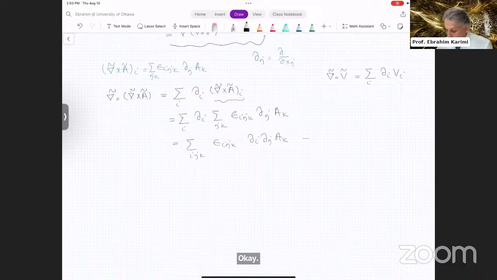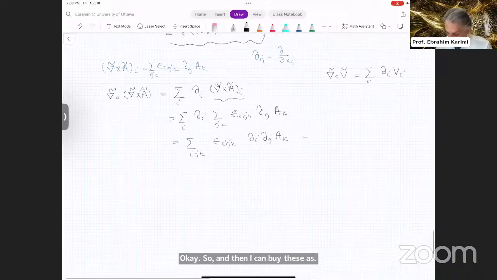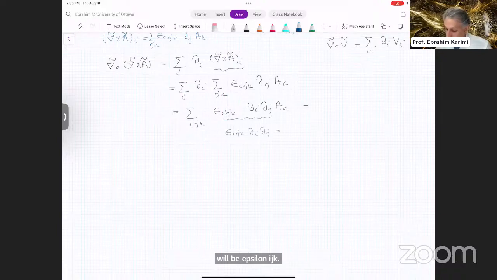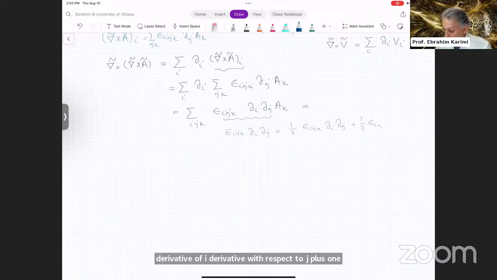So, and then I can write this as, by the way, this is a special case, which is a beautiful one. If you look at this, these two are interchangeable by changing the index of i and j. So what I can do, I can change the index of i. So it will be epsilon i j k, derivative of i, derivative of j. I will write it as 1/2 of epsilon i j k, derivative of i, derivative with respect to j, plus 1/2 of epsilon i j k, derivative of i, derivative with respect to j.